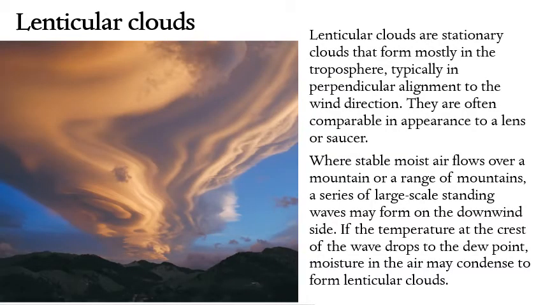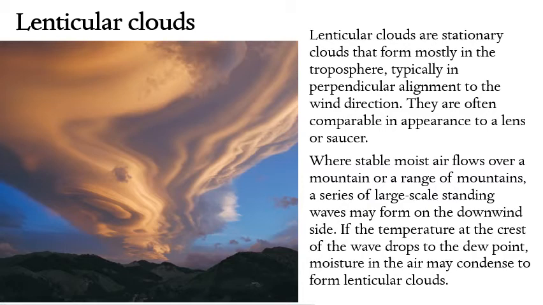Next is a lenticular cloud. So lenticular clouds are stationary clouds that form mostly in the troposphere, typically in perpendicular alignment to the wind direction, and they are often comparable in appearance to a lens or a saucer.